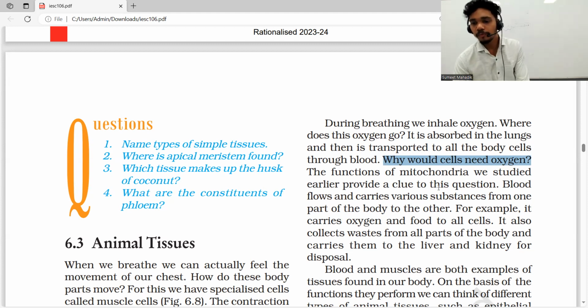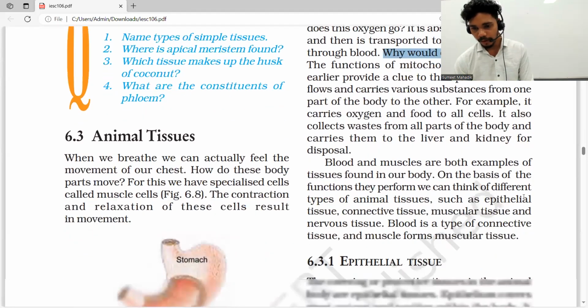Okay, now the function of mitochondria, what is that? Powerhouse of the cell, the one which is giving the energy to hold the body. That is called mitochondria, powerhouse of the cell. Now let's move to the next part.